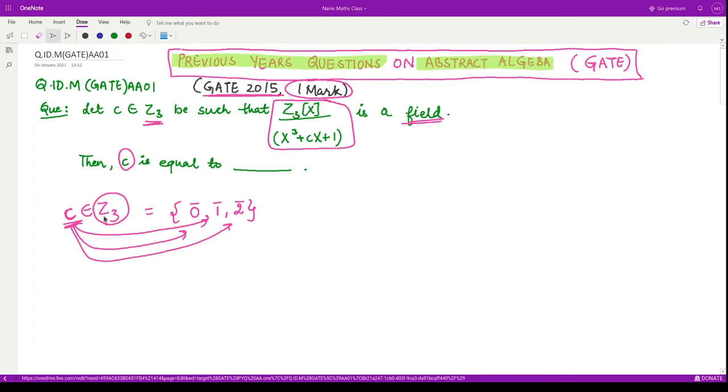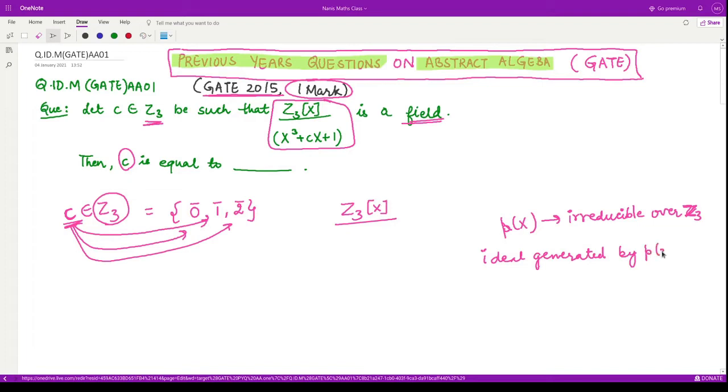So now we know C belongs to Z3. There's a result saying if Z3 is the given field, this is the given integral domain, and we choose a polynomial, say P(x), and if this polynomial is irreducible over Z3, this is important, over Z3, in that case the ideal which is generated by this polynomial P(x) is a maximal ideal. This is the result.